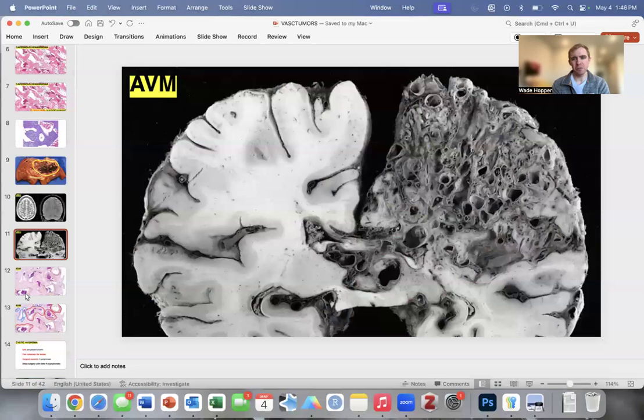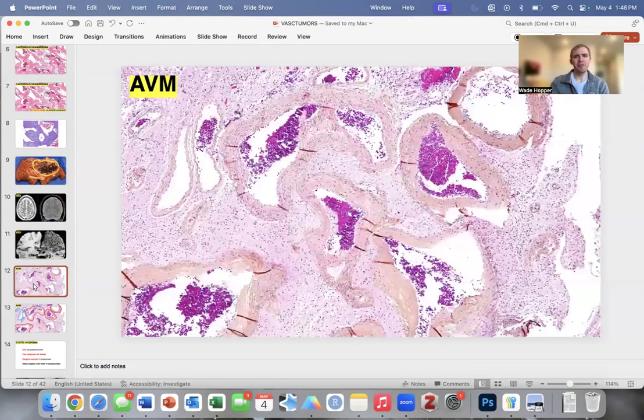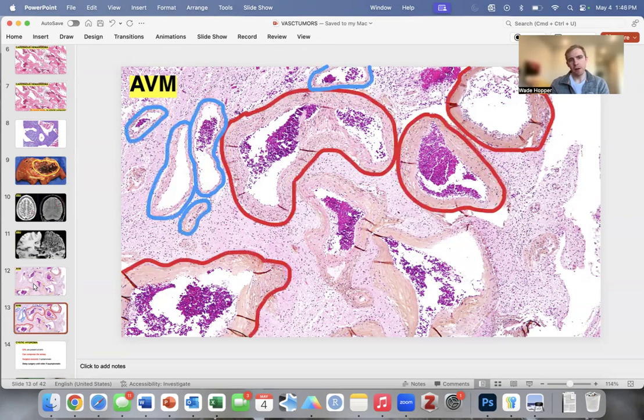Here's gross pathology from a very large one. And here's what it looks like on histology. We see that there are both arteries and veins involved in this structure. The veins I've circled in blue here and the arteries in red. So if they give you a histologic section and they tell you it's a malformation and you notice there are both arteries and veins present, you're probably looking at an arteriovenous malformation.